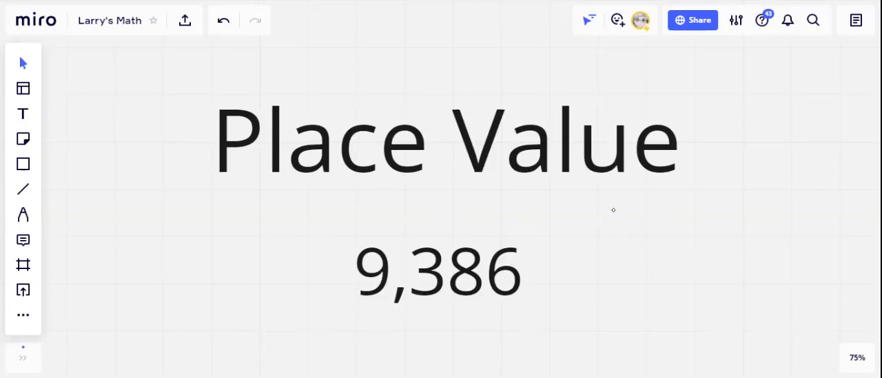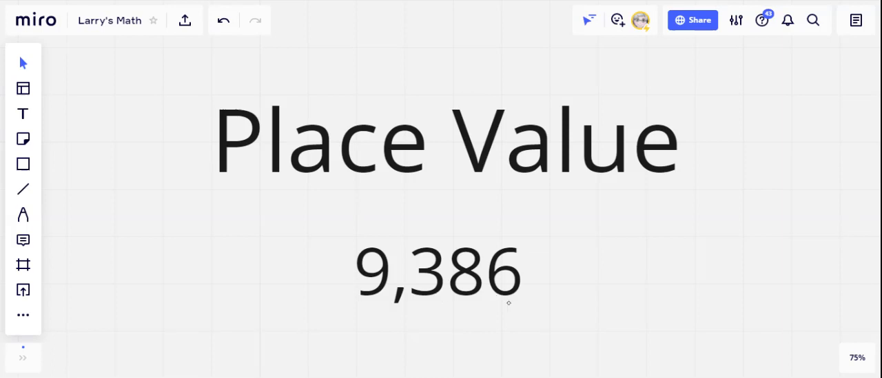Today, we're going to talk about place value. What is place value? Well, it's a pretty cool system for writing numbers that we probably all take for granted. I'm sure you know this number right here is 9,386. And you know that this 6, it's actually representing a smaller quantity than this 3.